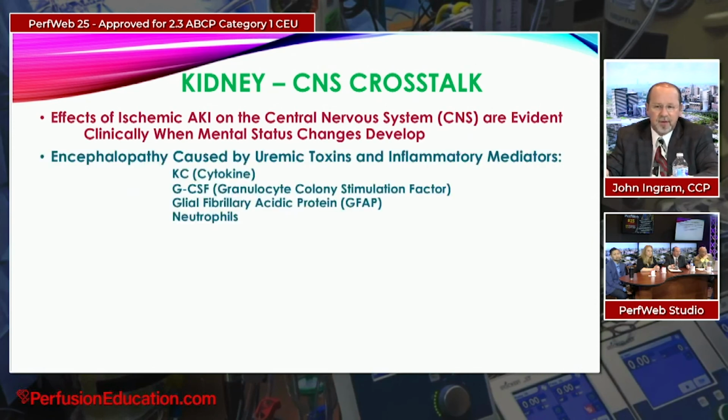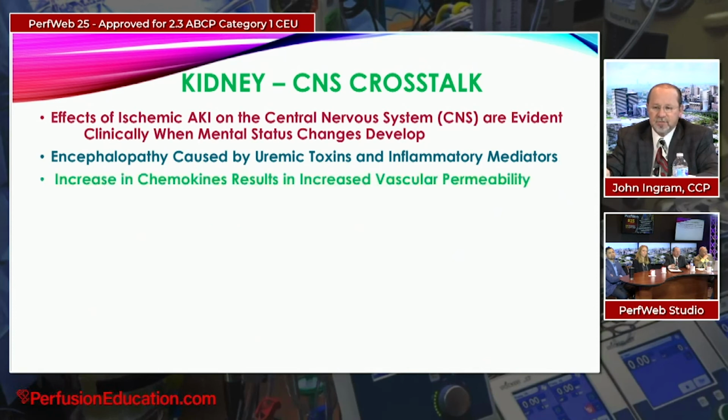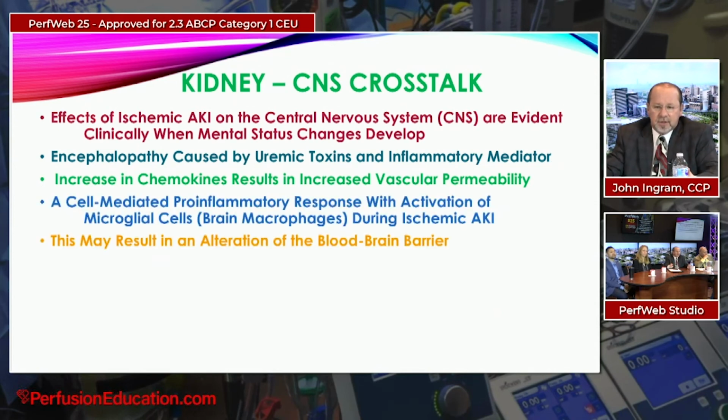So encephalopathy caused by uremic toxins and inflammatory mediators includes KC, which is a cytokine, GCSF, granulocyte colony stimulating factor, glial fibrillary acidic protein, and neutrophils. All these things that most of us aren't too familiar with. You then have an increase of chemokines, resulting in increased vascular permeability in the brain. You have a cell-mediated pro-inflammatory response with an activation of microglial cells. These are brain macrophages during ischemic AKI. This is what's going on in the brain.